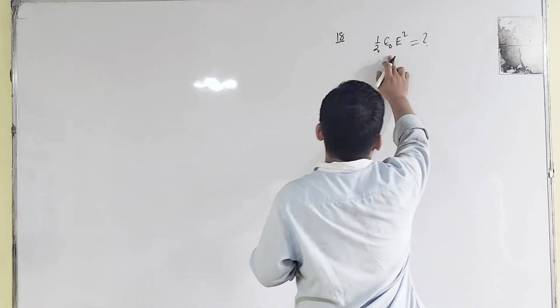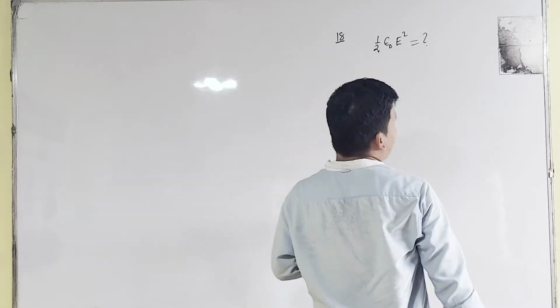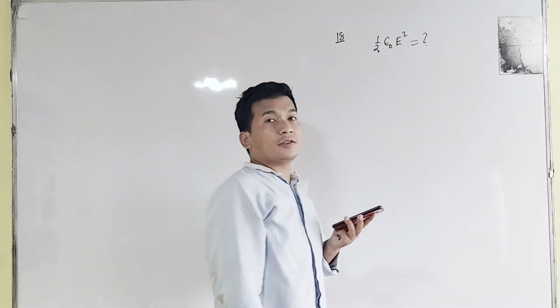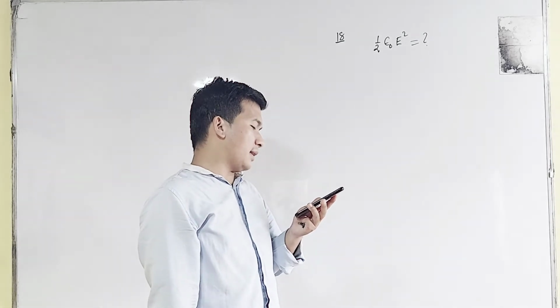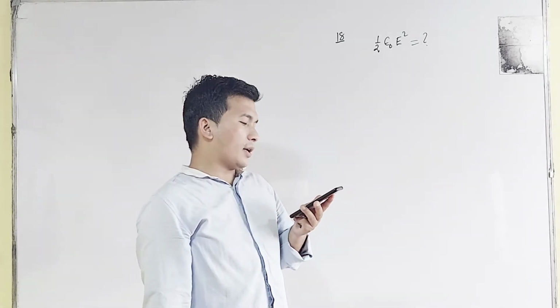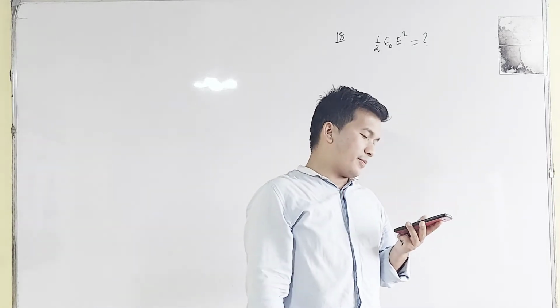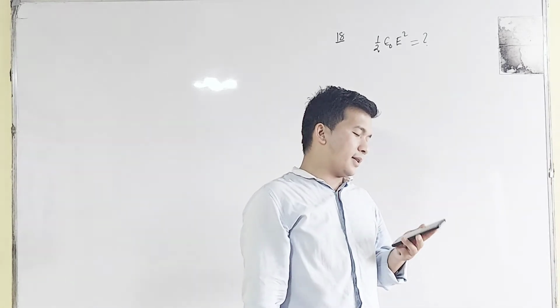It will be very difficult to find out the dimensions of epsilon naught and the electric field directly, so we have to use the formula. Let PDC be the quantity where epsilon naught is the permittivity of free space and E is the electric field, per unit.